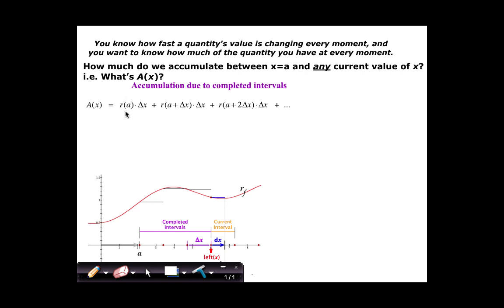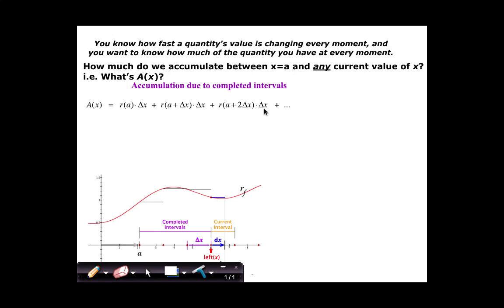So this is the rate in the first interval times delta x, the width of the first interval, the rate that we use for the second interval, because we start at A plus one whole interval of delta x width past the beginning. So this is the rate at the beginning of the second interval times the width of that second interval, which is still delta x, the rate for the third interval times delta x, the width of the third interval, and so on, for however many intervals there are. And then just imagining if we do this a bunch, eventually we're going to get up to wherever our current value of x is, whatever that might be.